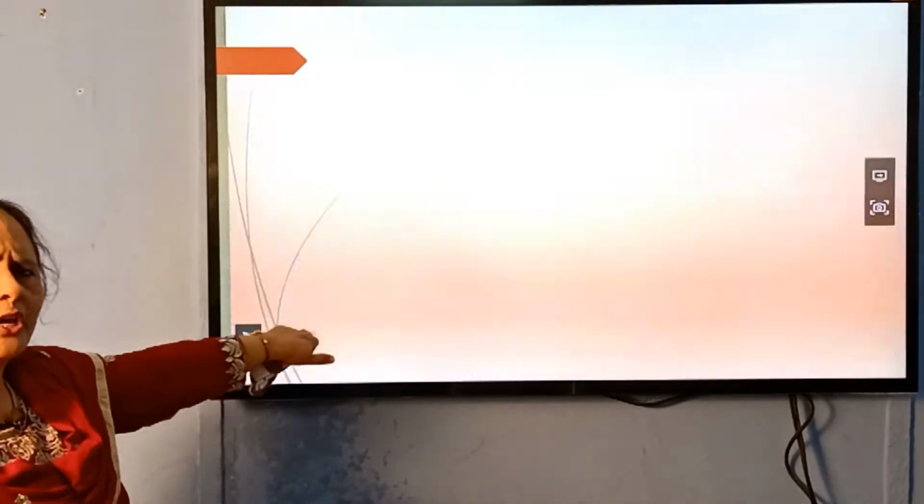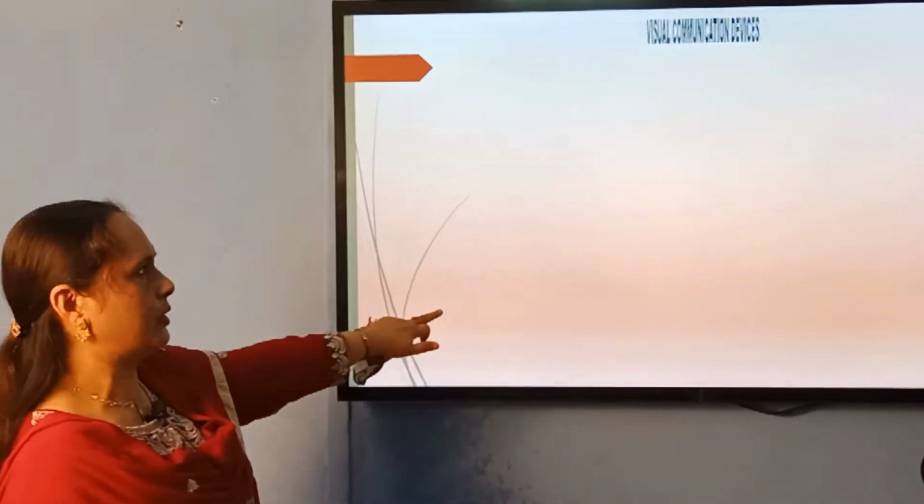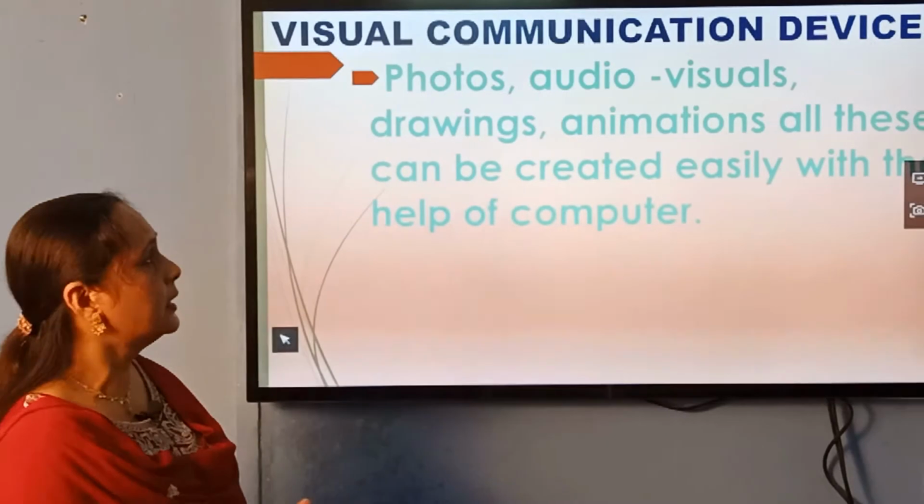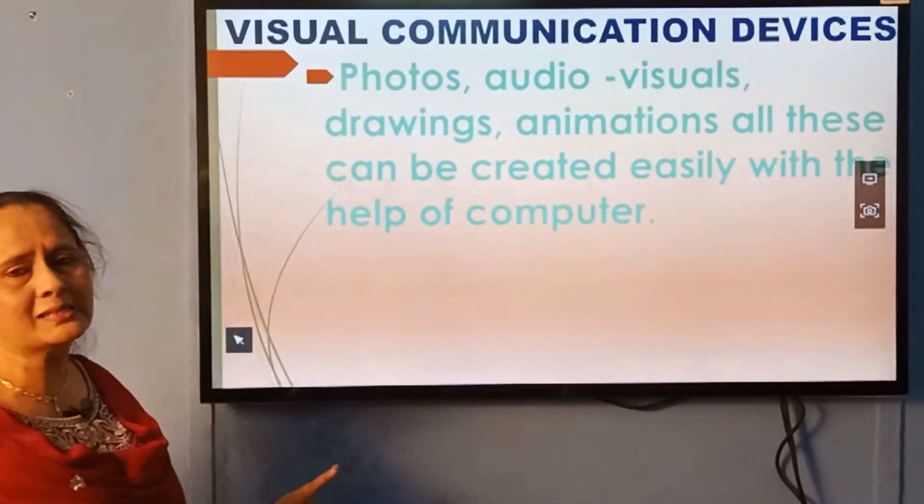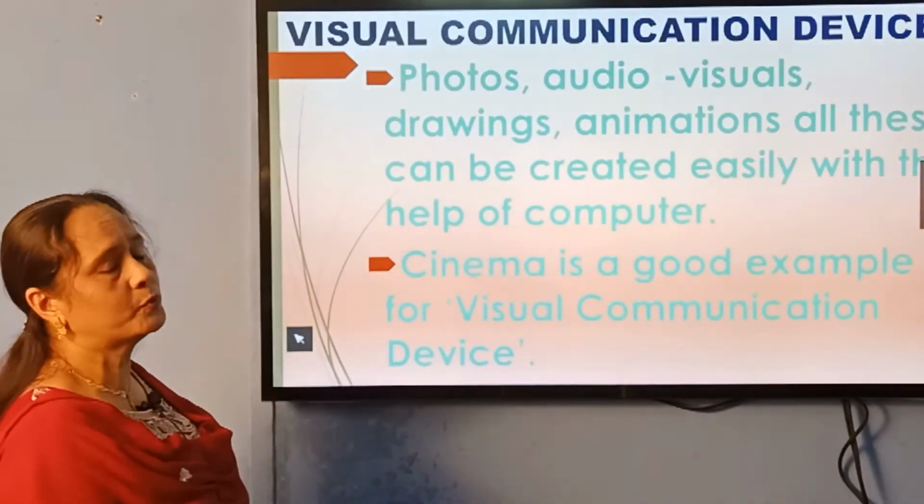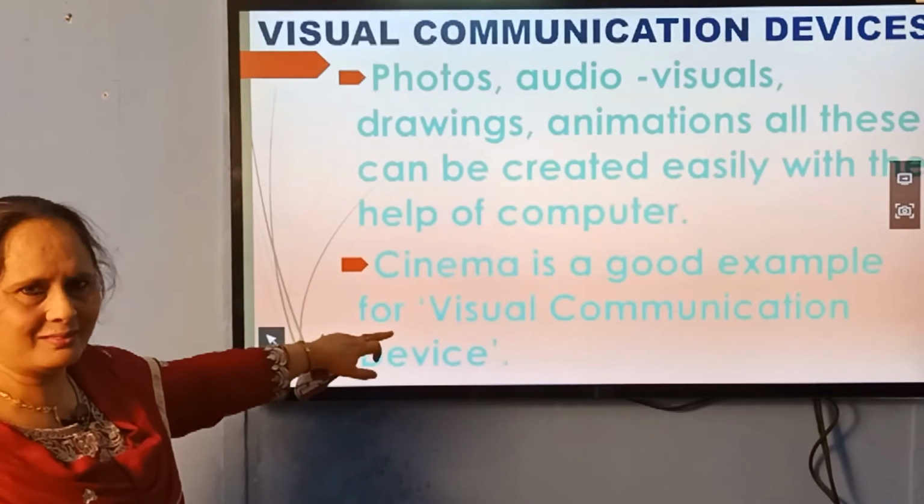That is known as a visual communication device. What are the visual communication devices? What I use here is also a visual communication device only. Okay. So all the photos, audio visual drawings, then animations, all these can be created easily using the computer. The best audio visual communication device is a cinema. You would have gone to the theaters, isn't it?